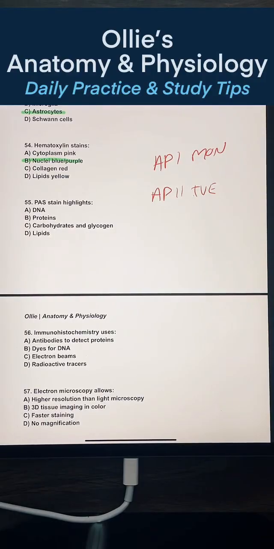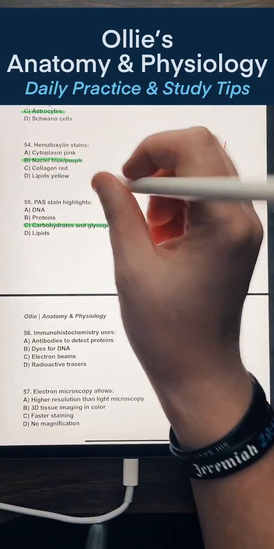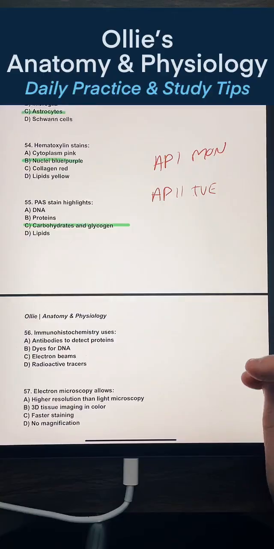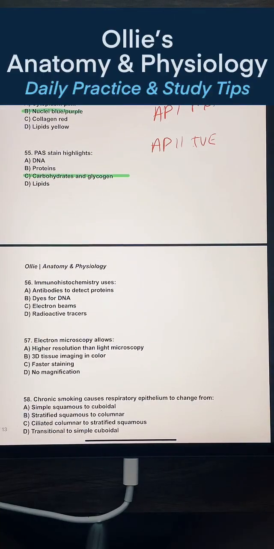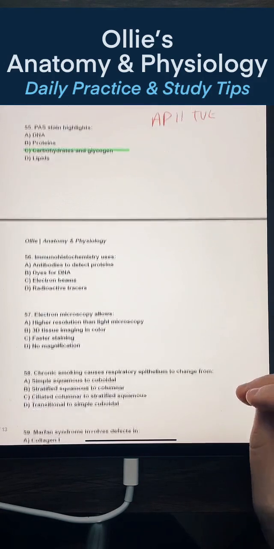But number 55, the answer is C. It's going to be our carbohydrates and glycogen. So your periodic acid-Schiff stains polysaccharides and glycogen magenta.